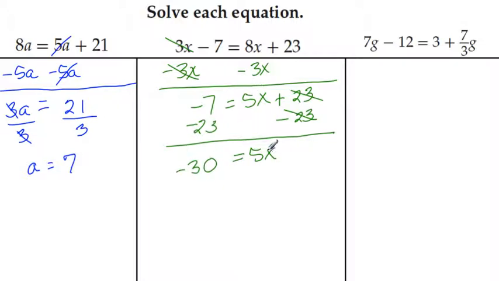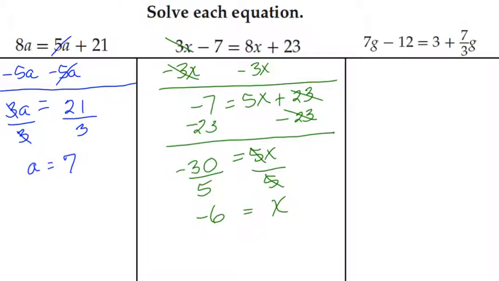One more step. X is multiplied by 5. To undo multiplication, we use division. Whatever we do to one side, we must do to the other. 5 over 5 is just 1, so we have 1x, or just x, equals negative 6.